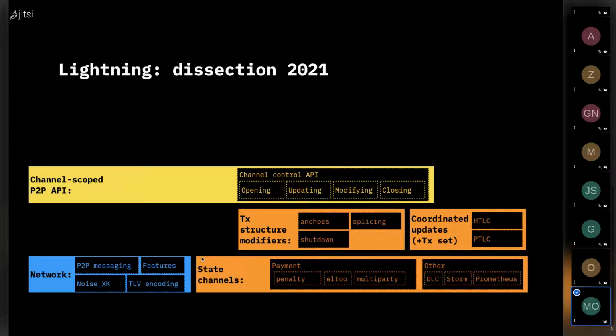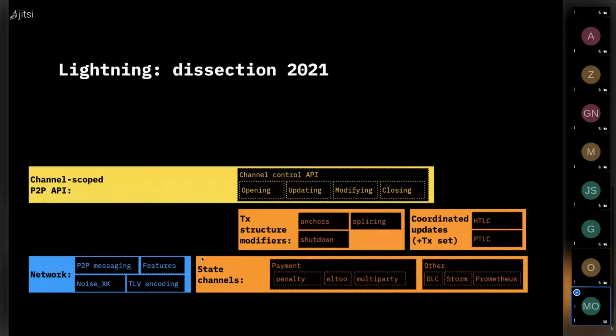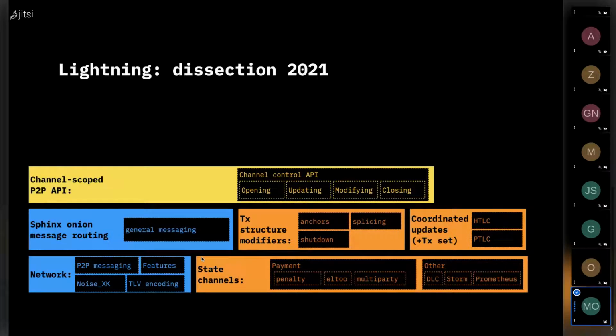So this is a basic Lightning Network that will allow you to open a channel and pay the other party, but you wouldn't be able to pay a party which you don't have a direct channel with. So for that, you need another family of protocols, starting with a layer inserted between the channel-scoped API and networking, which is called Sphinx Onion Message Routing. And at that level, you define the generic messaging. We already have a proposal, which is accepted, for how you can send not a payment, but any piece of information over the Lightning Network.